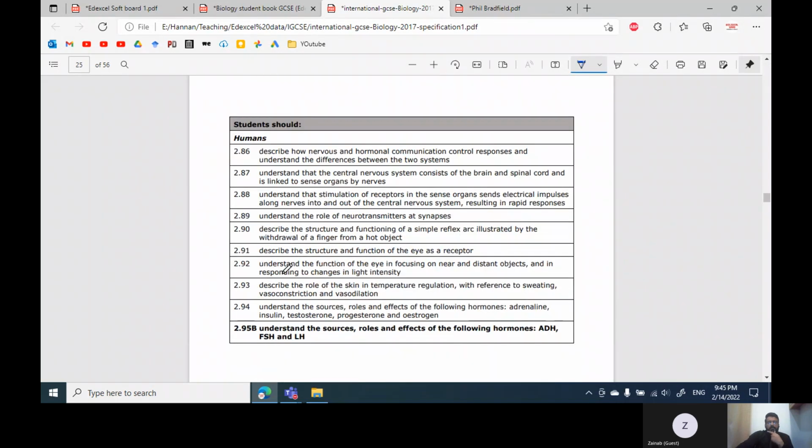Communication, understanding the central nervous system of the brain and spinal cord, stimulation receptors, the role of neurotransmitters, synapses, structure of the simple reflex arc, function of the eye as a receptor. Oh, wow. Function of the eye, focusing on near and distant objects, skin, temperature regulation. Also coordination in humans as well. Yes. Role of the skin in temperature regulation, whether it's sweating, and the sources, roles, and effects of the following hormones: adrenaline, insulin, testosterone, progesterone, estrogen. Okay, fine.